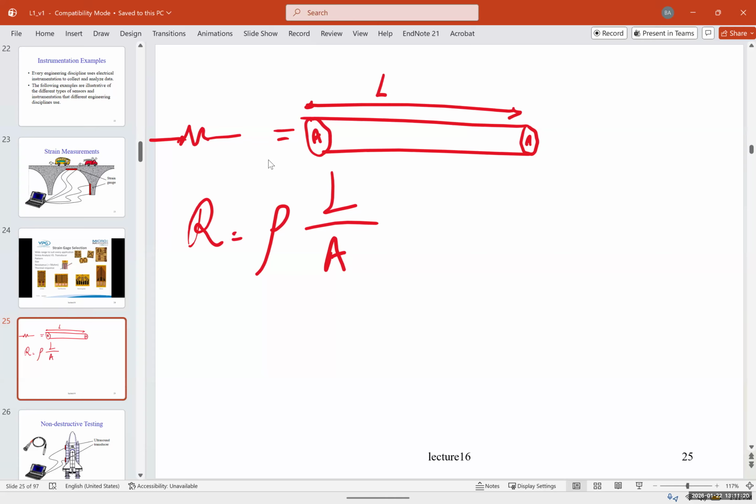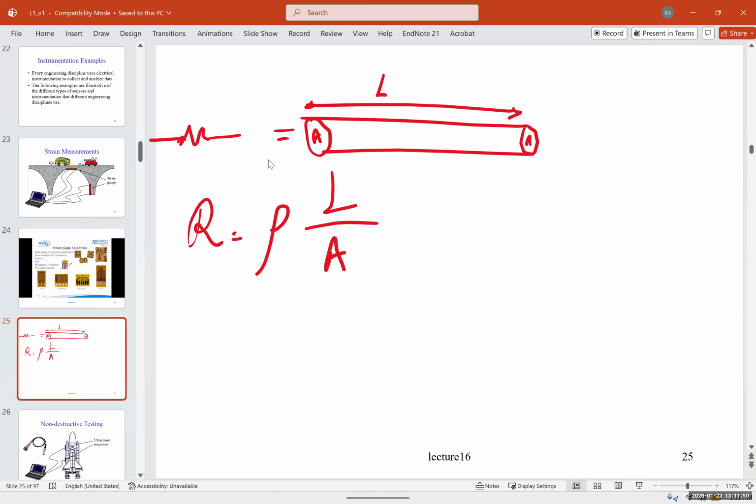So the thicker the wire is, the less resistance you have. If the wire is thinner, you have more resistance in the system. And what is rho? Rho is the resistivity. Resistivity depends on the material that we built the resistance out of. If you build it out of copper, that resistivity is pretty low. If you build it out of, I don't know, steel, it's going to be higher. So depending on the material that we use, it's going to be different.